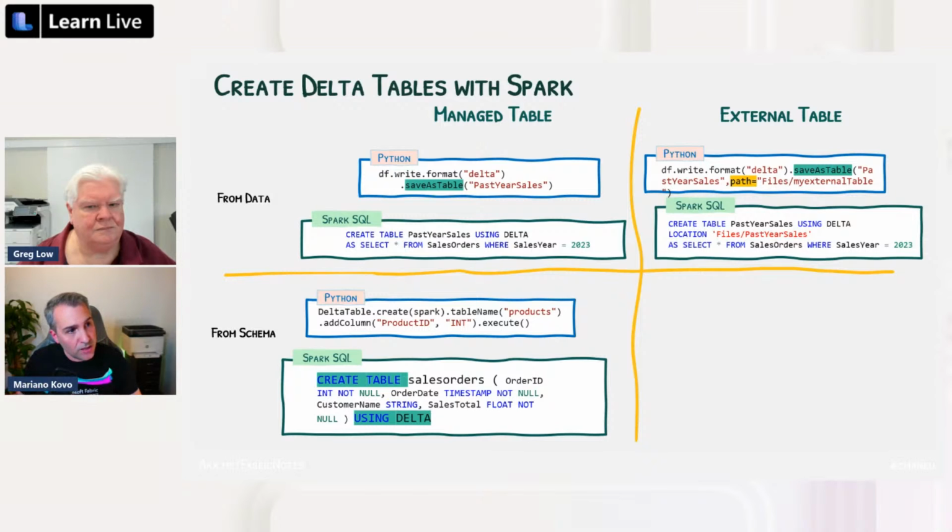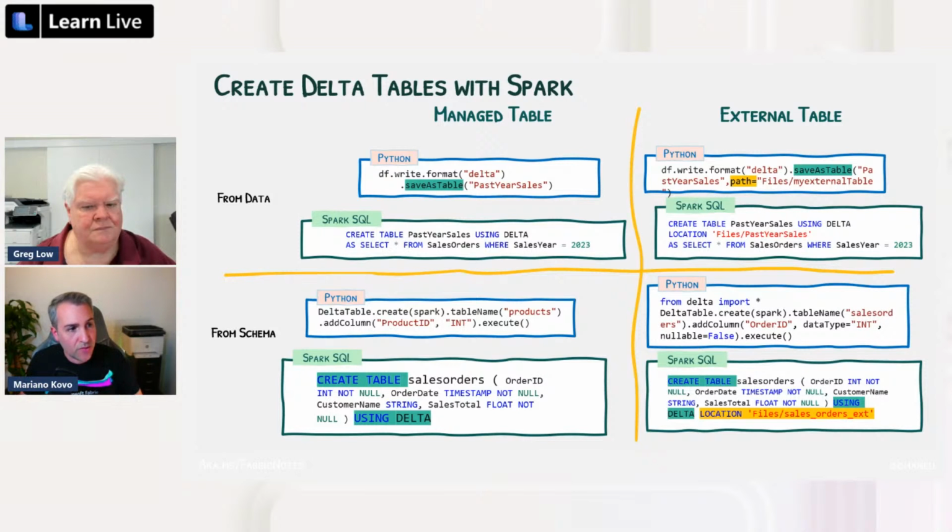In the case of an external table, the difference is that in Python you will add the path option to specify the location of that data. And if you're using Spark SQL, you will add the location property, so the external table can be created on the specified folder. And if you're just creating the schema, you will specify the Delta location as well and put the ABFS path for that specific table.